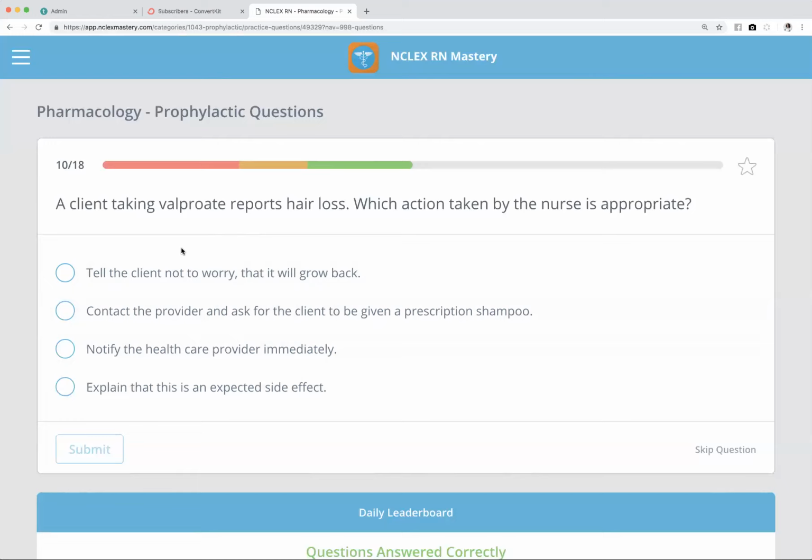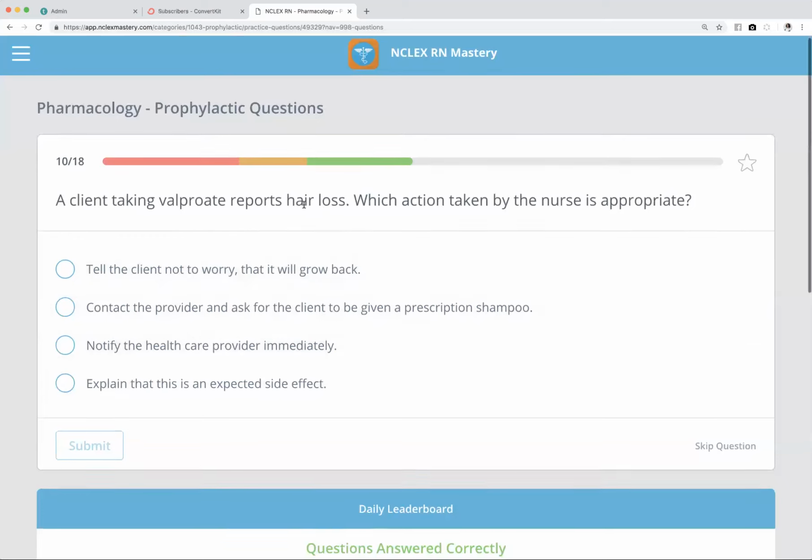So we know that they want to know about hair loss. Hair loss could be a side effect. So by putting those keywords together, valproate, hair loss, appropriate, we're going to eliminate our answer choices first. All right, that's exactly what you want to get in the habit of doing, eliminating instead of going straight for the answer. So I'm going to read them again.